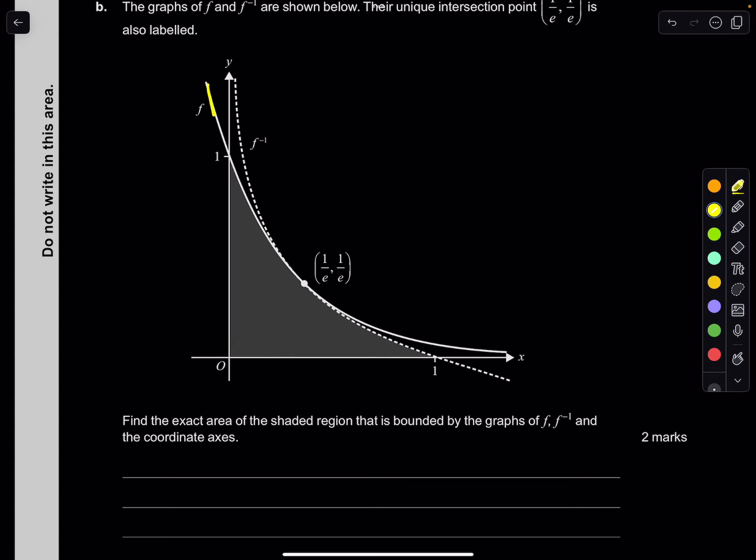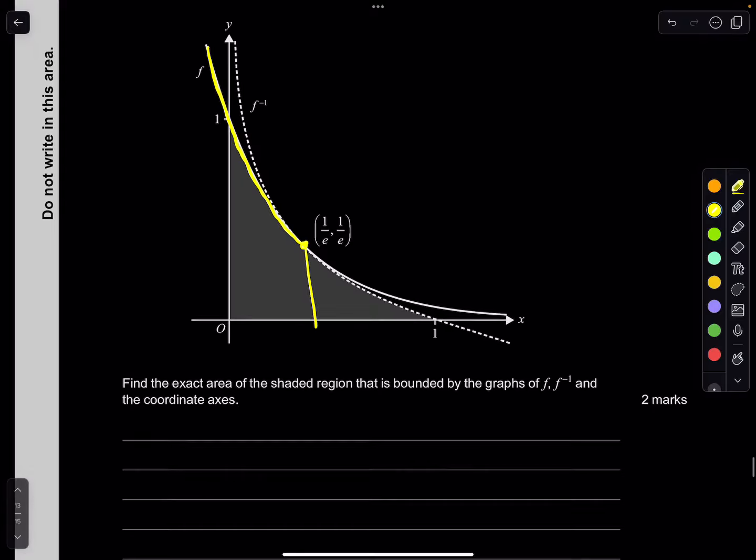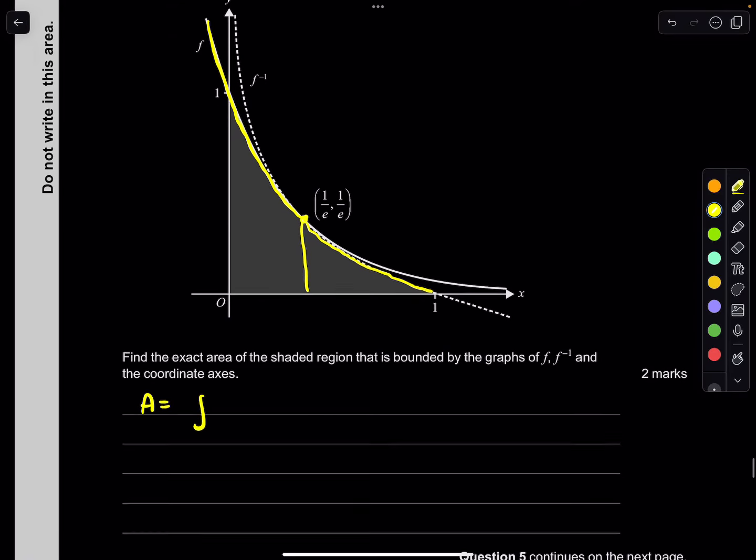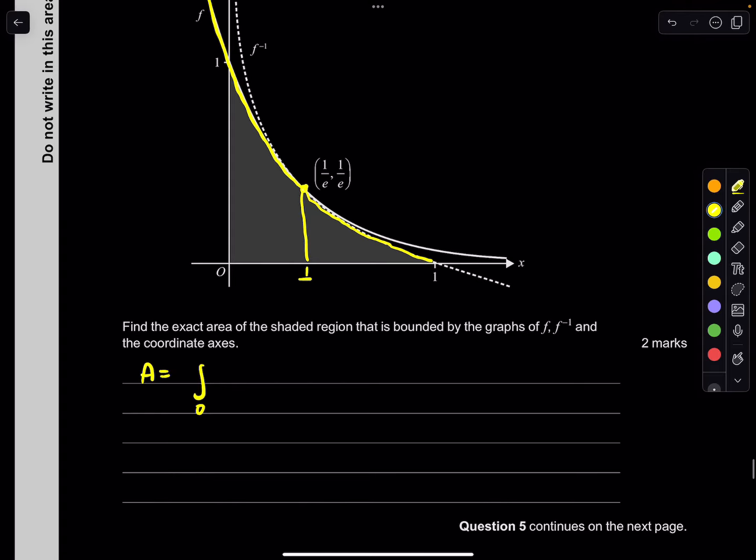For example, we can see that for this function, f of x, the area from 1 to e is under it. Whereas the other function is the inverse, and then the area under it. So it's going to look like this: the area is the integral from 0 to 1 over e of f of x dx, plus the integral from 1 over e to 1 of the inverse of f of x dx. And so this here should give you the exact area.